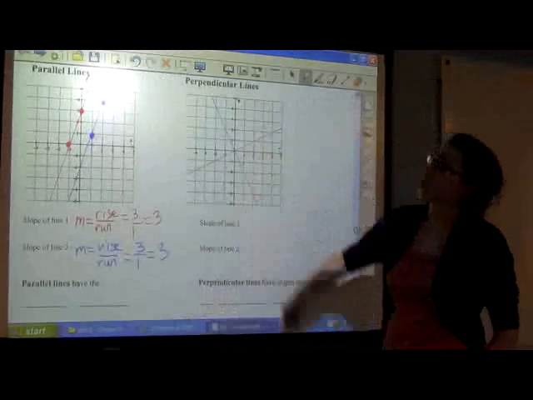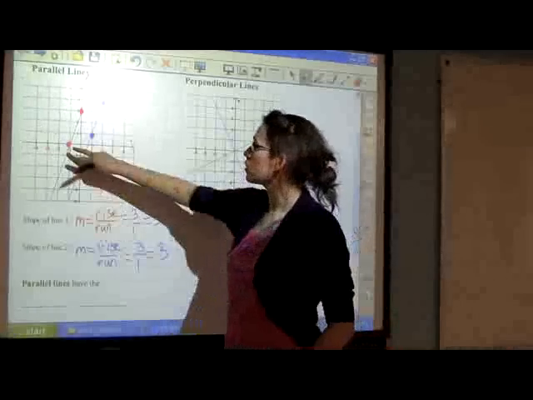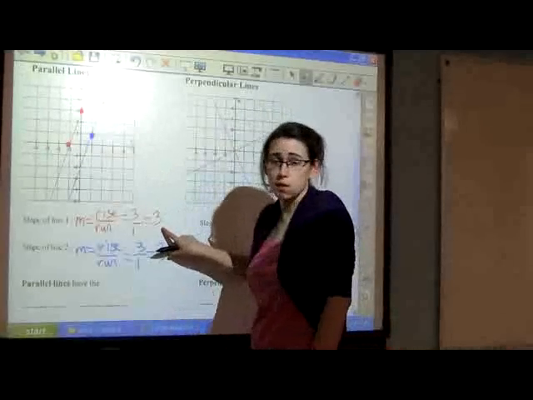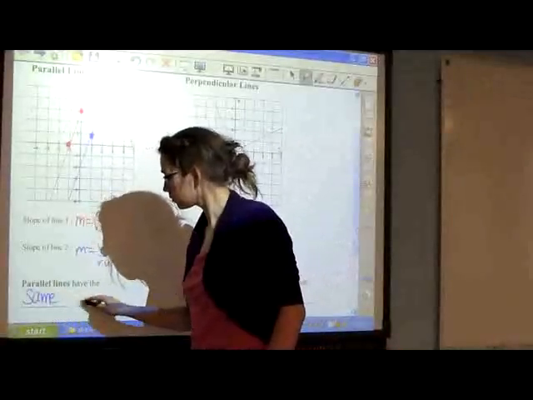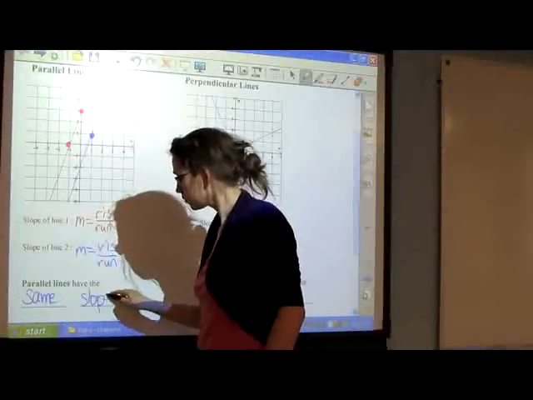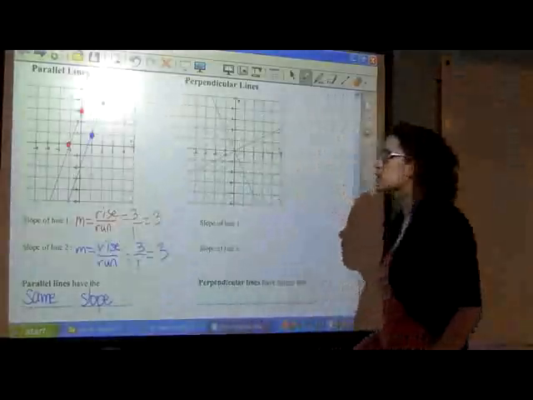I'm calling these parallel lines, and hopefully what you're noticing is the slope of both of these lines is the same thing. Parallel lines have the same slope. Parallel lines have the exact same slope.